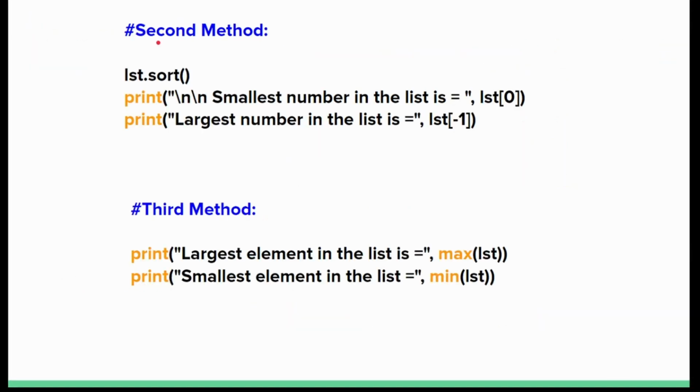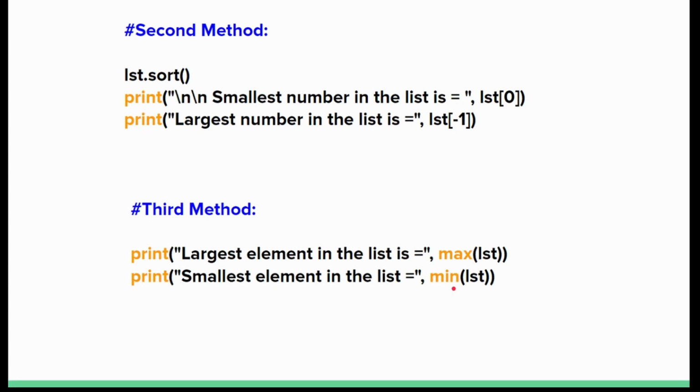There is another method also to find largest and smallest element in the list, that is by using built-in function. So second method is to sort the list by using sort function, and after sorting the list, first element would be the smallest element and the last element would be the largest element. Now third method is to find the smallest and the largest element by using max and min function. Max function will find the largest element in the list, and min function will find the smallest element in the list.